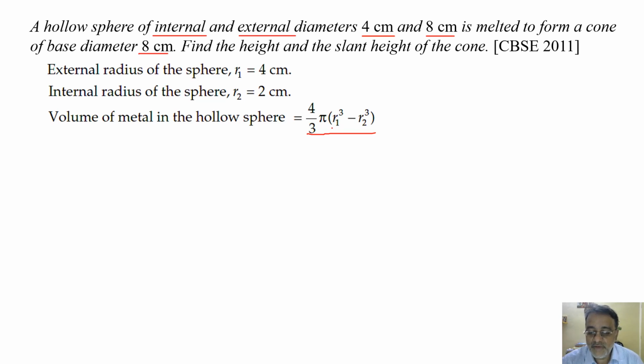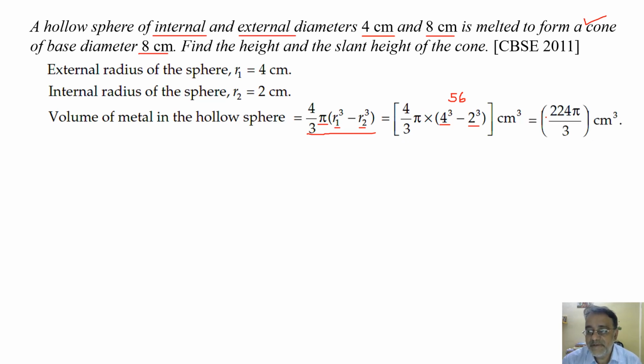Right. So now we are not going to substitute the value of pi, because we are converting into a cone and in the cone also there is pi, okay. Only r1 and r2 we will substitute, that is 4 cube minus 2 cube. So we are getting 64 minus 8, 64 minus 8 is 56. Now 56 into 4 is 224 by 3 pi. Is this value understood?